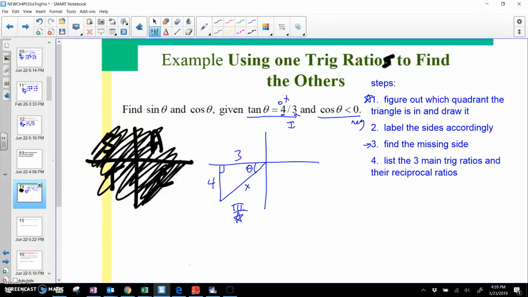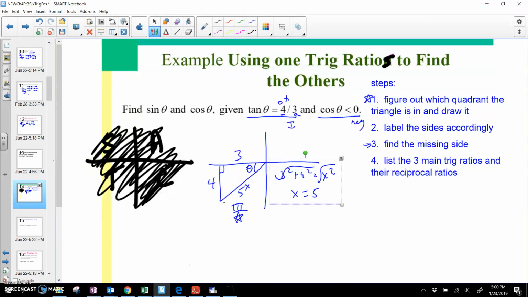So we kind of repeat the same process, but it's just a different starting point. So I do 3 squared plus 4 squared equals x squared, square root both sides, I get x equals 5. Once again, this is that 3, 4, 5 right triangle.